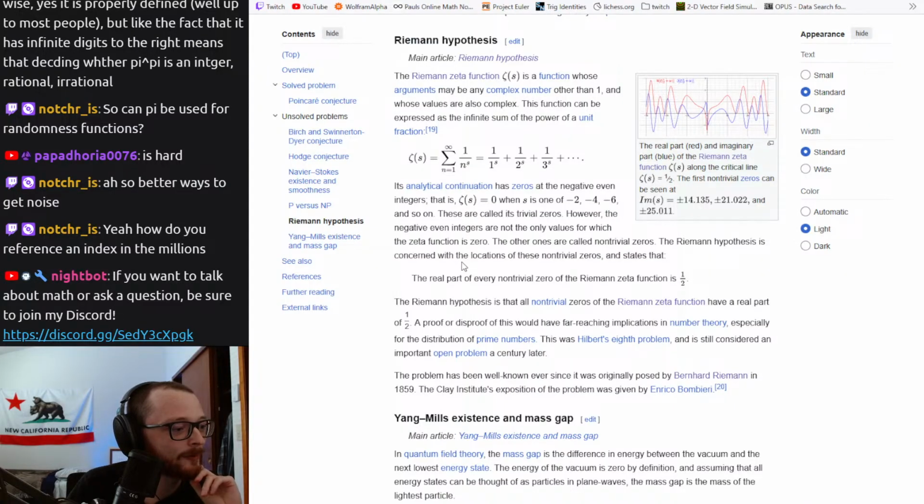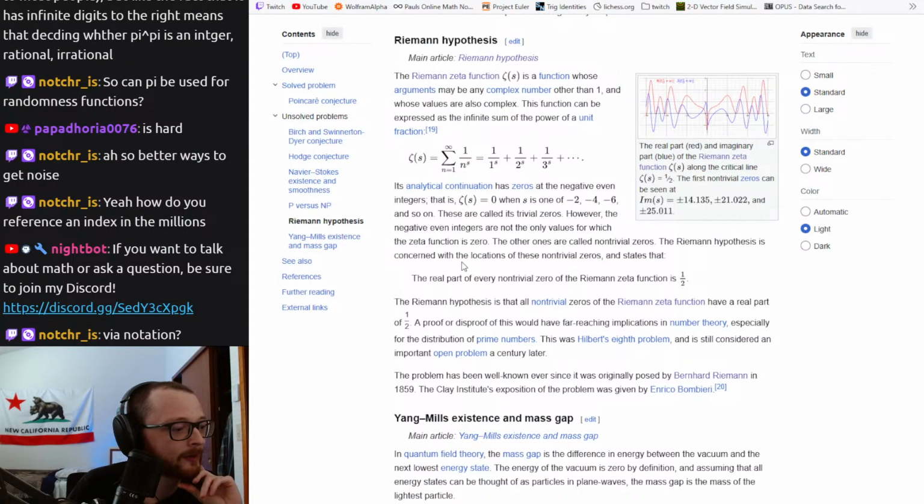Definition-wise, yes, it is properly defined up to most people. The fact it has infinite digits to the right means that deciding whether pi to the pi is an integer, rational or irrational is hard. How do you reference an index in the millions via notation?